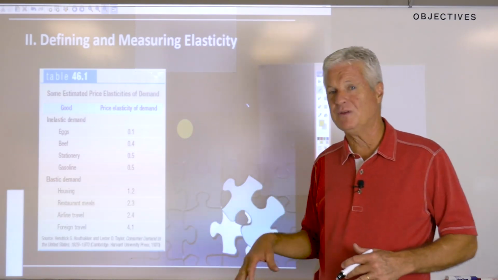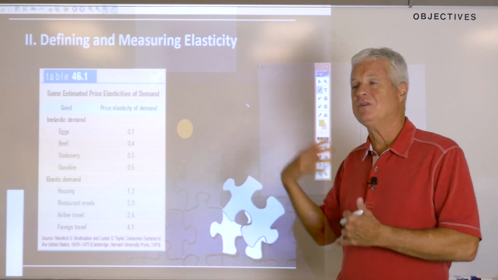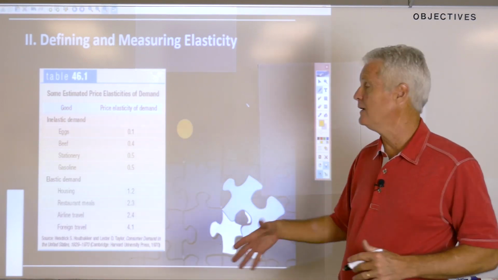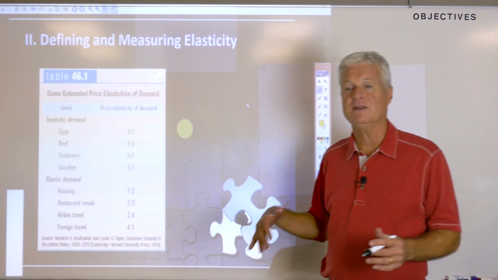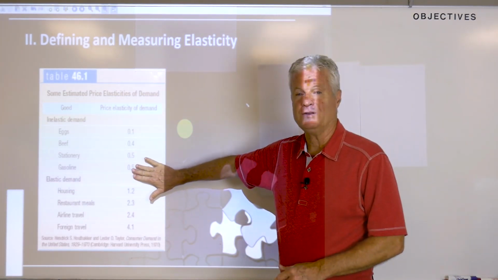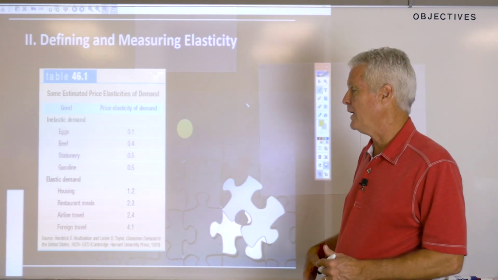Stationery. Stationery is a weird thing, but think about it. If you buy stationery, it doesn't cost that much. You want to send thank you notes, stuff like that, which is great. You're going to still buy it. And then gasoline, not surprisingly, we only react so much to gasoline. We try to drive less, but we're still going to school or work or whatever.